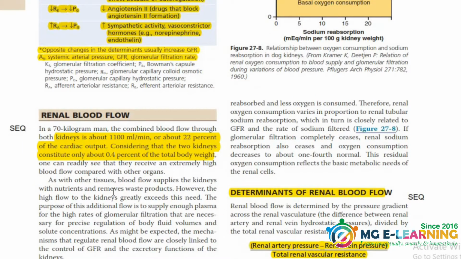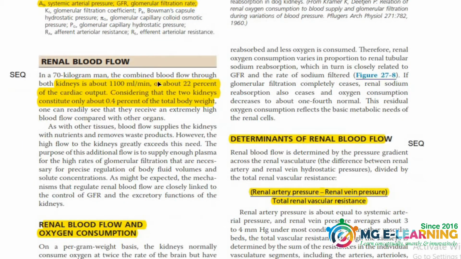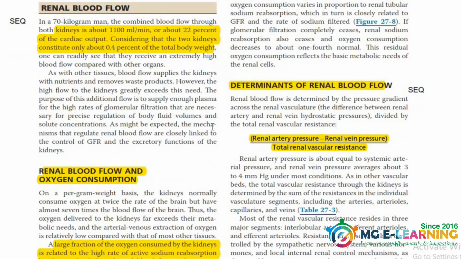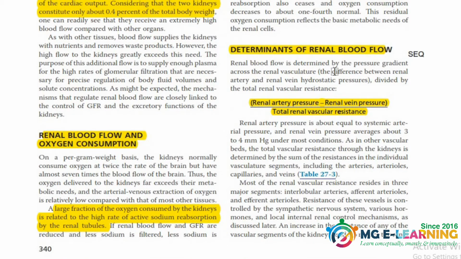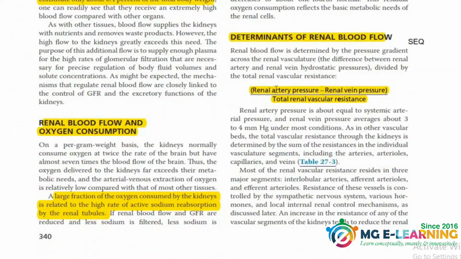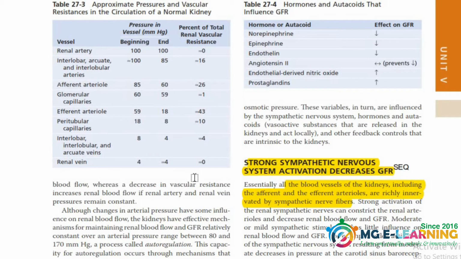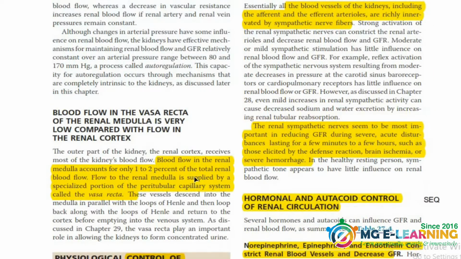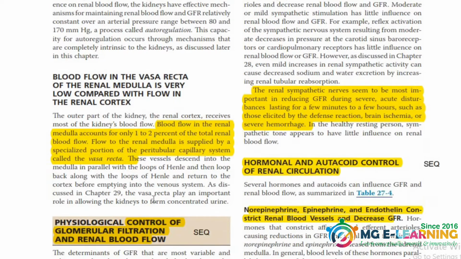Then is the renal blood flow. You have to know the value of the renal blood flow. Then its regulation. The determinants of renal blood flow are also very important. This whole topic is your one SCQ. This table is not important. This is also important for your MCQ.